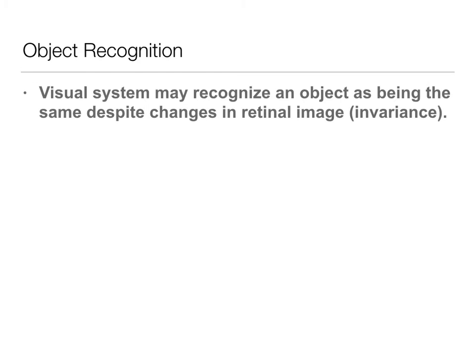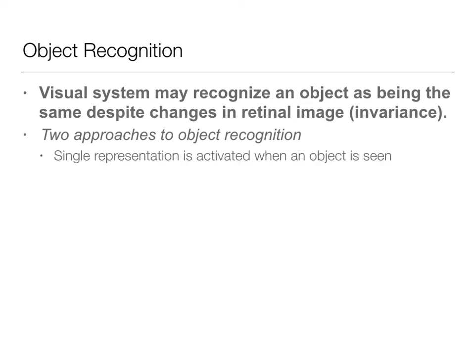So for object recognition, the visual system may recognize an object as being the same despite the fact that the retinal image may be different. And this is called invariance. And there's two approaches to object recognition. The first is that there's a single representation that is activated when we see an object, and that all of these objects are represented the same way. So you see a cup, there's one representation for all of the cups, and every time you see a cup, it's represented the exact same way.